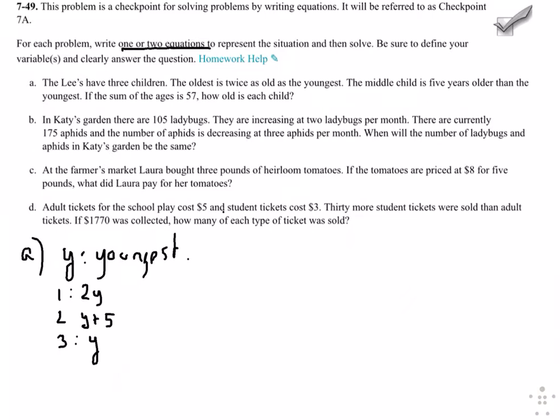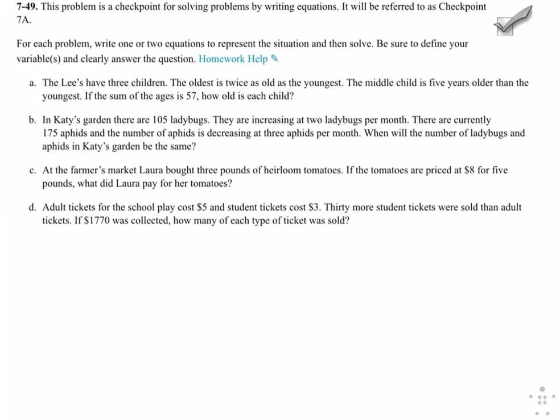So now it says, if the sum of the ages is 57, how old is each? So that means that 2Y plus Y plus 5 equals 57, right? And if we solve this, I'm not going to work through the solution, we get that Y is 13. So then if Y is 13, then Y plus 5 is 18, and 2Y is 26. So you would write, 13 years old, 18 years old, and 26 years old. Okay, so that's A. Let's do B.